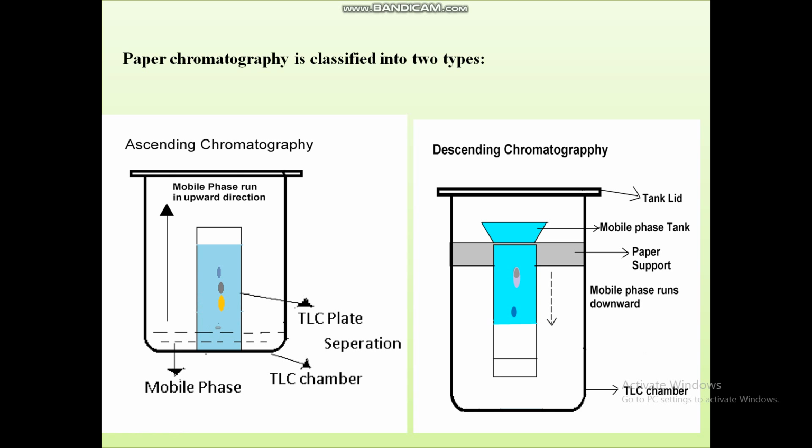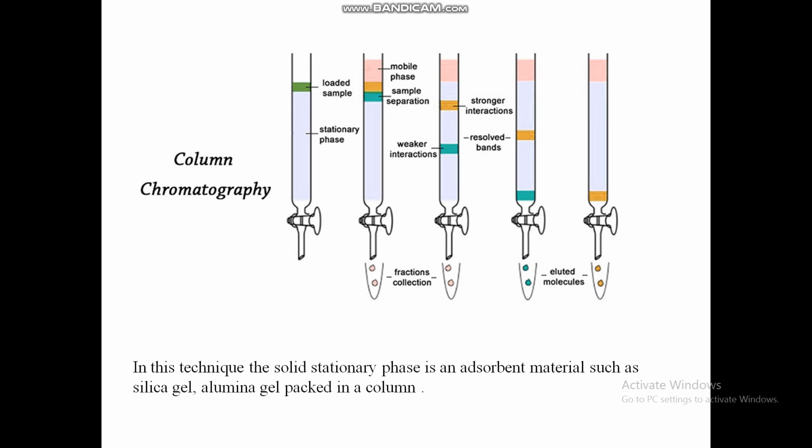The next chromatographic technique is column chromatography. Here this is called the column. In this technique, the stationary phase is a solid adsorbent material such as silica gel and alumina gel packed in a column. So this is the stationary phase.